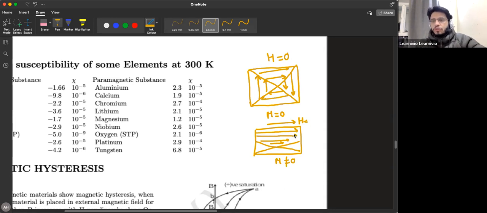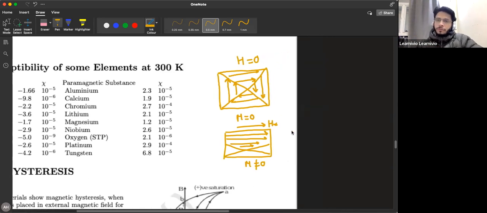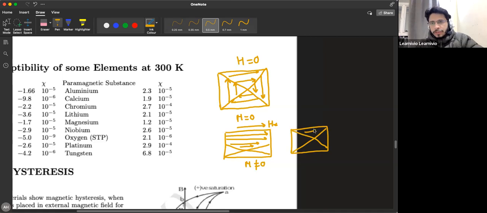If you increase H, more domains will get aligned in direction of field. And then a time will come when all domains will get aligned in the direction of field. Means your material is magnetized. The magnetization is maximum.